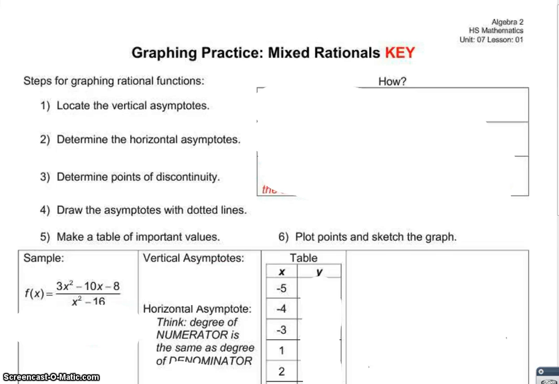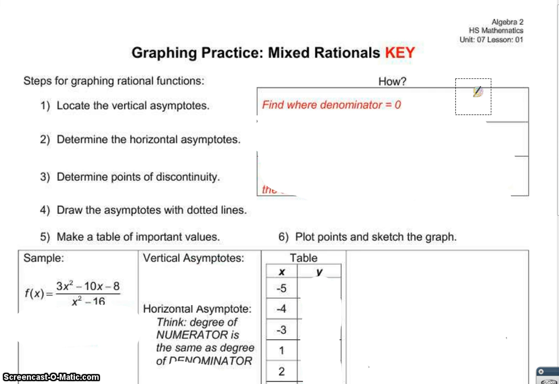Today we're going to be talking about graphing practice mixed rationals. First I'm going to give you the steps on how to graph. The steps for rational functions: number one, we're going to locate the vertical asymptote. Remember, in order to locate the vertical asymptote, we find where the denominator is equal to 0. So we set our denominator equal to 0 and then we solve.